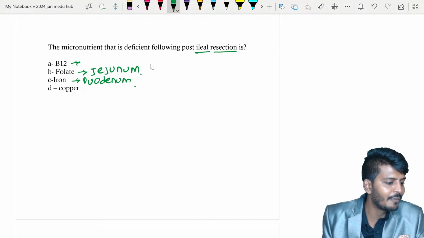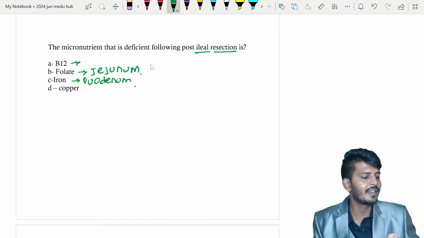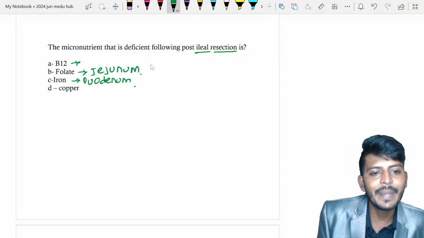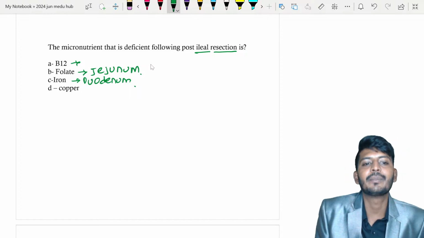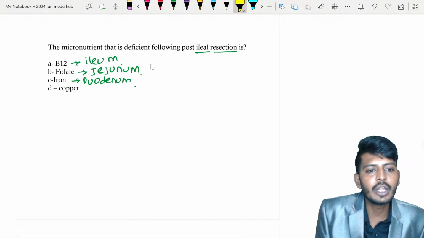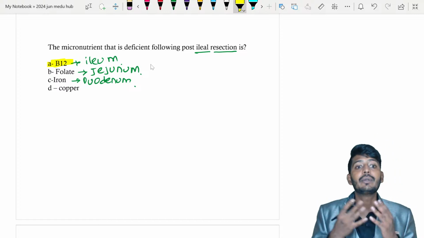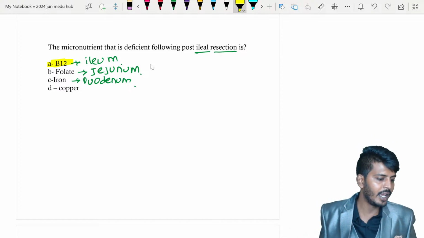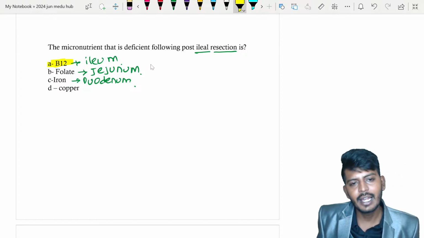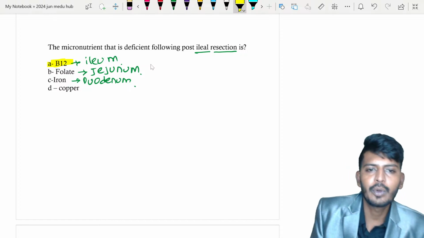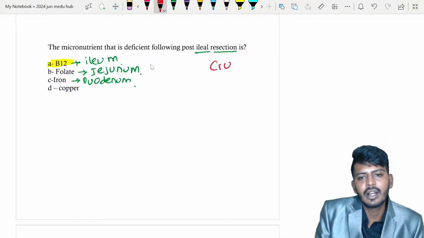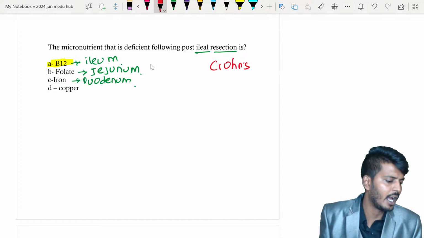Exactly, very good, all of you are correct. The answer is A, B12 deficiency. B12 is absorbed from the ileum. So if you remove the ileum, what will happen? B12 absorption will not happen. So this can occur in Crohn's disease also, and post-ileal resection.